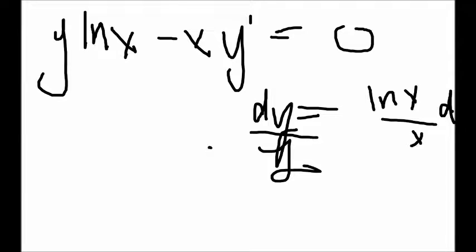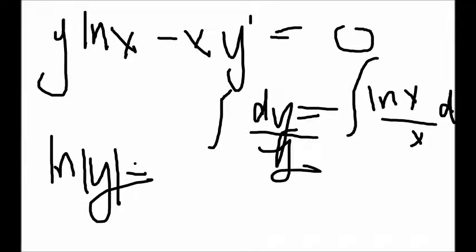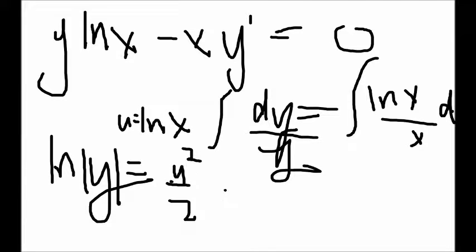Okay, so now we can integrate. You have to do u-substitution on the right side. On the left side, you have natural log of y equals, with u equals natural log of x, and the derivative of natural log of x is 1 over x, so it cancels out, so you get the integral of u, so u squared over 2, where u equals natural log of x. So this will equal natural log of x squared over 2.